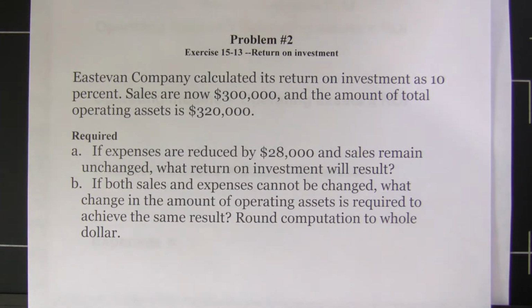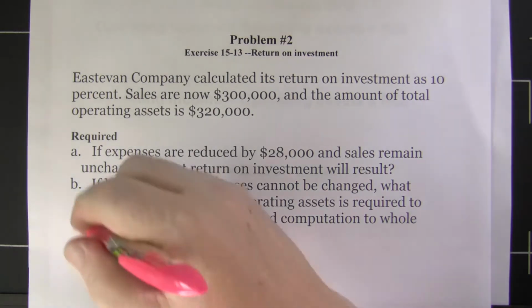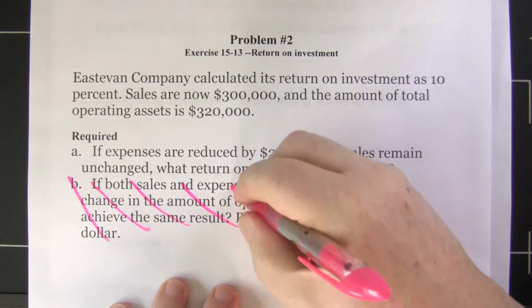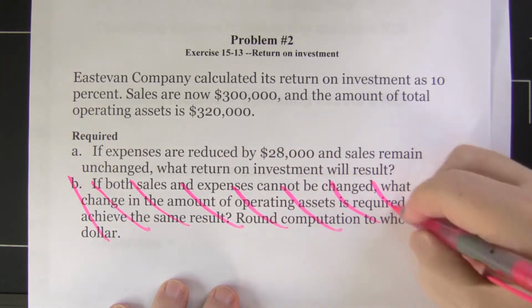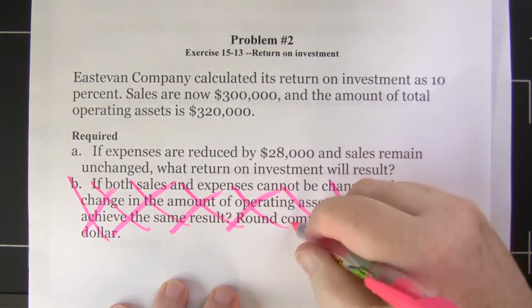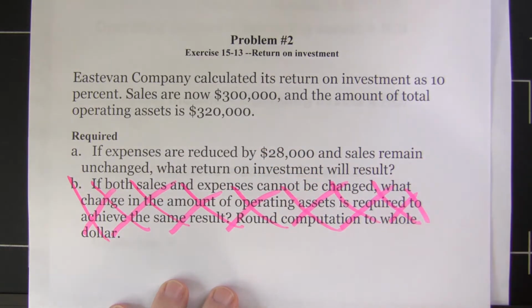Problem 2, exercise 15-13 in your text, is a pretty mathy problem. We're only going to do part A, because part B is what you're going to hire some fool from finance to do. You're not going to ever want to do that. That whole what-if is not a valid question for a senior manager.